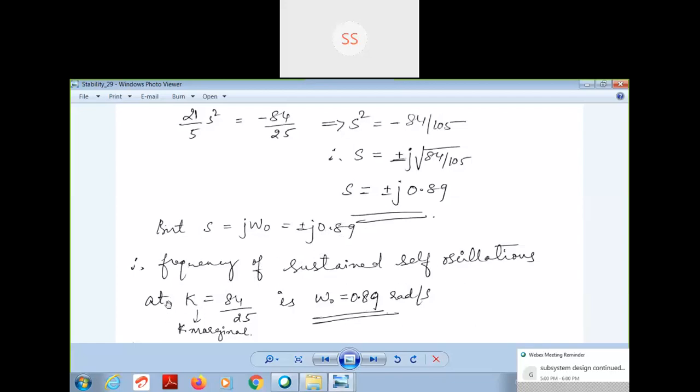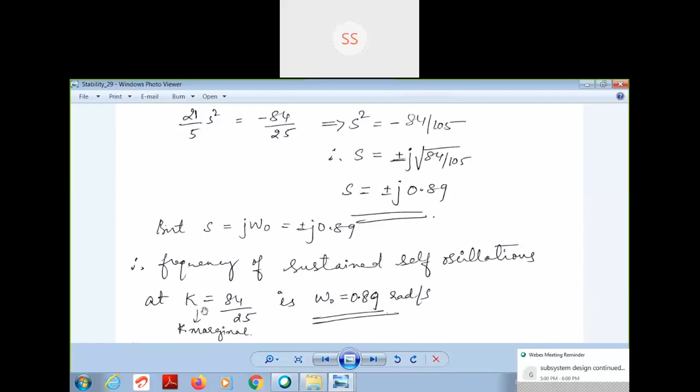Now, for what value of k do these oscillations occur in the system? It is for k equal to 84 by 25. So we are calling this k the marginal value. Our k should not be equal to 84 by 25 in order to prevent these oscillations from occurring. In that case, the system will not give oscillations; it may be exponential in nature. So in order to avoid these oscillations, k should be less than 84 by 25.